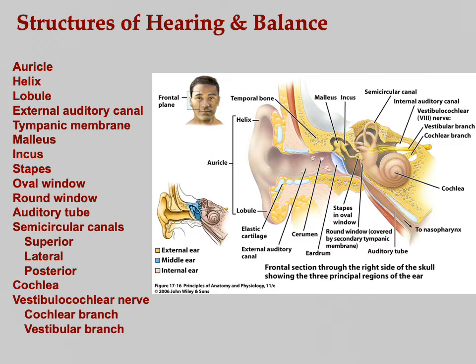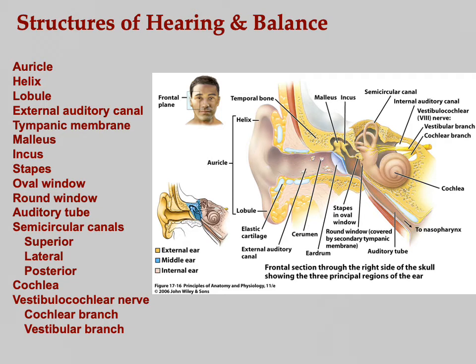But notice that cranial nerve number 8, the vestibulocochlear nerve, has two branches. One goes to the vestibule, that's the vestibular branch. The other one goes to the cochlea, that's the cochlear branch. One's for balance and equilibrium, static equilibrium, dynamic equilibrium, motion, rotation. The other is for hearing, all right?